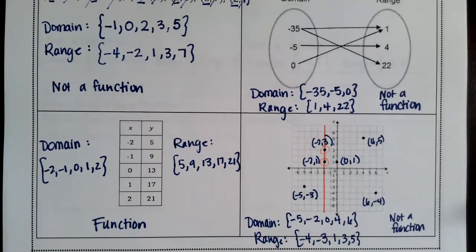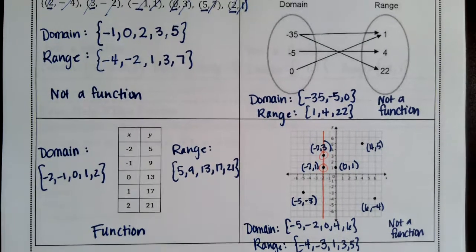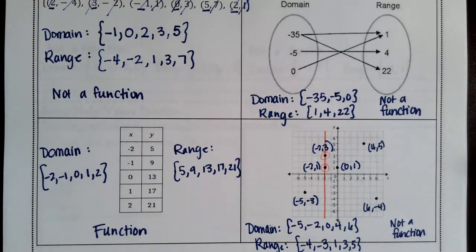And so these are the 4 types that you will see to determine domain and range, and then whether or not they are functions.